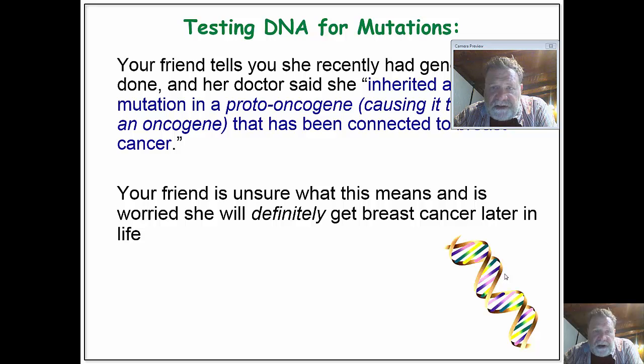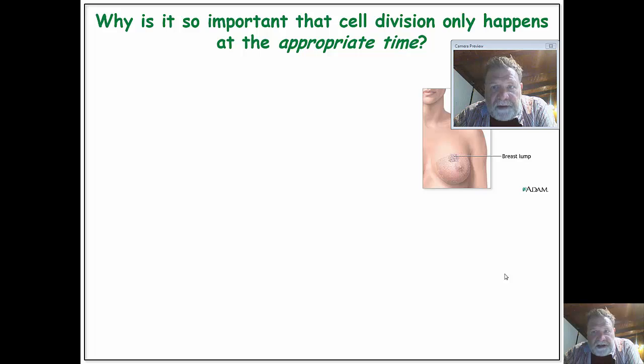Again, this is an idea of looking at genetic causes of cancer. If your friend has a genetic trait that will cause a cancer, it does not necessarily mean that they will get breast cancer later in life. But hopefully you will be able to talk to them about that.